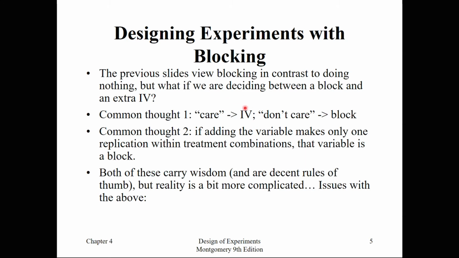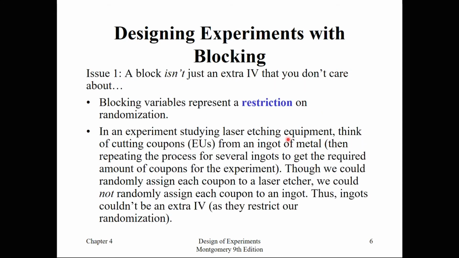So for an introductory course, these are probably fine, but because this is a major course, I want to go a little bit deeper into the distinctions between these and talk about why reality is just a bit more complicated than just saying, I care, so it's an independent variable, I don't care, so it's a block, or because I only have one replication, it must be a block. It's not quite that easy. So let's dive into it, and we'll talk about the first one.